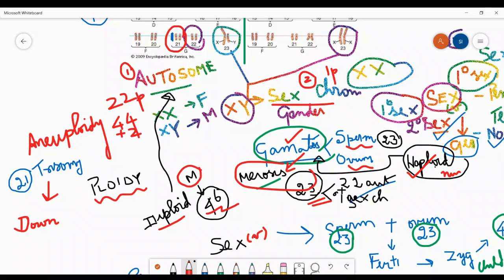So we have seen the concept of karyotype, chromosome number, autosomes, sex chromosomes, inheritance through the gametes, haploid number of chromosomes from each parent which are inherited by the child, and also ploidy and abnormal ploidies.